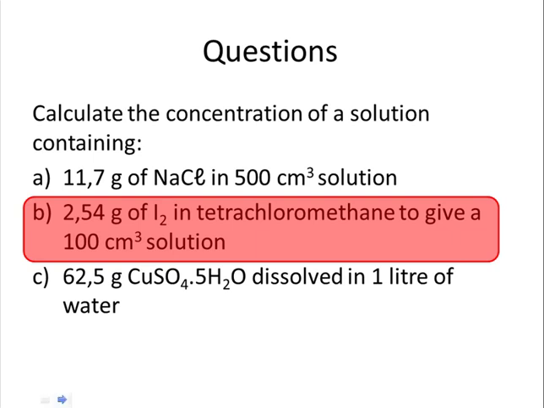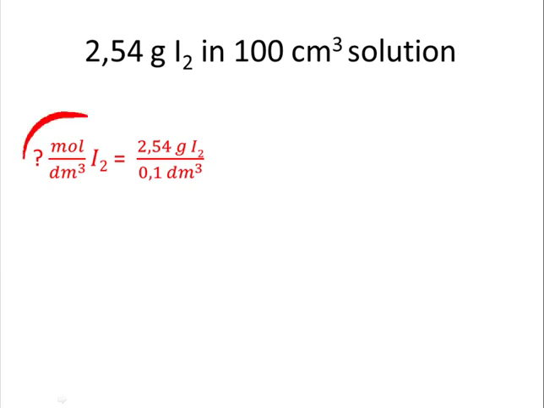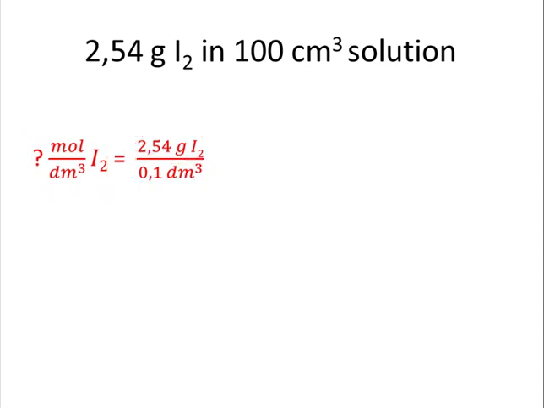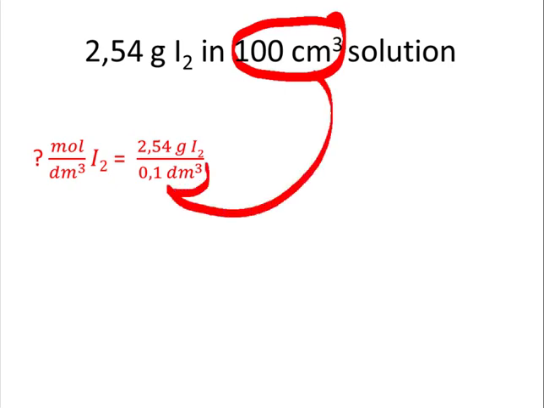What's the concentration of a solution containing 2,54 grams of iodine in tetrachloromethane to give a solution of 100 centimeter cubed volume? In other words, how many moles iodine per decimeter cubed solution do we have if we have 2,54 grams iodine per 0,1 decimeter cubed solution? How did I get that 0,1 decimeter cubed? Well, 100 centimeter cubed is 0,1 decimeter cubed.